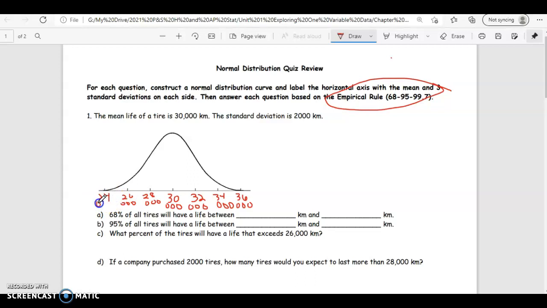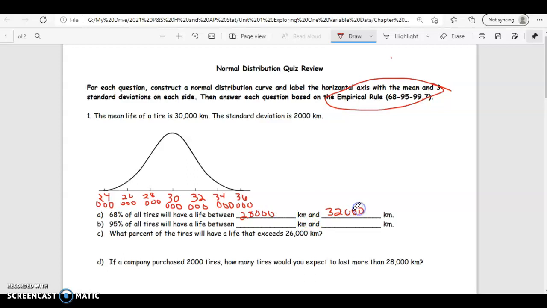So empirical rule in general for this curve, 68% of tires fall within 1 standard deviation of the mean. So 68% fall between 28,000 and 32,000 kilometers. And that happens to be the answer to the first question here. And this is just straight up empirical rule from the notes.